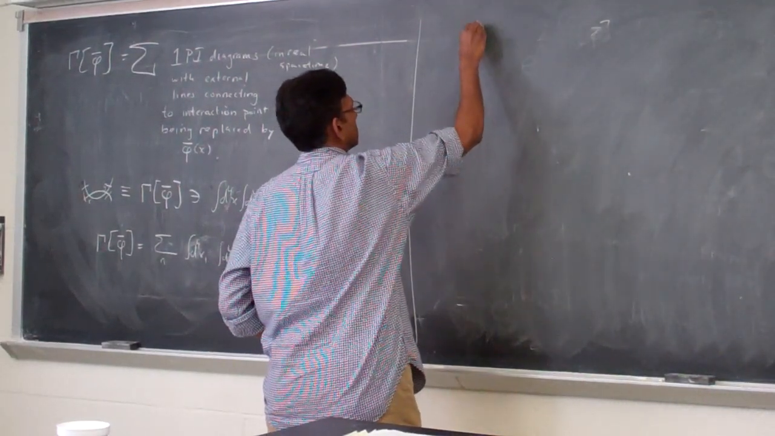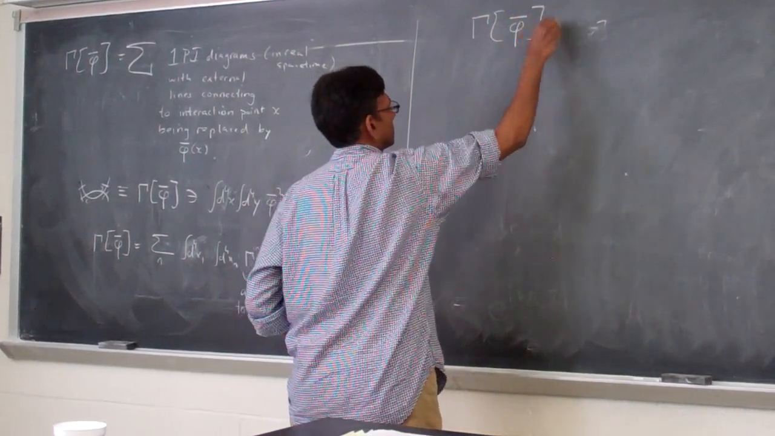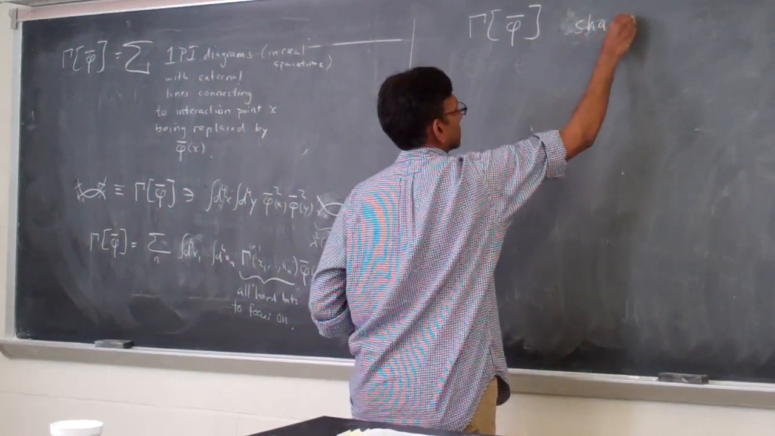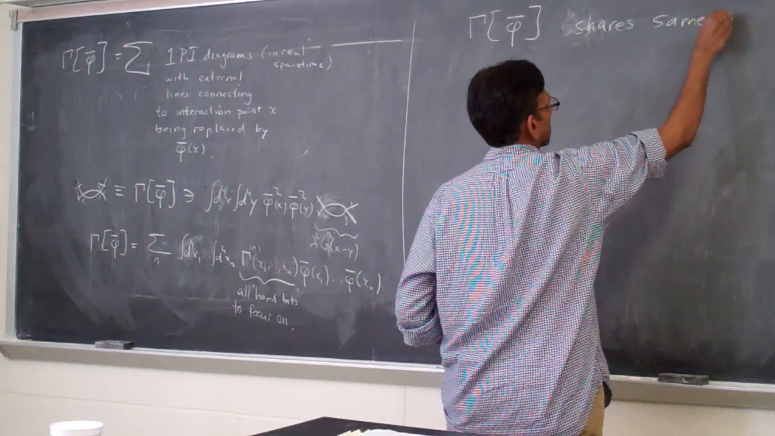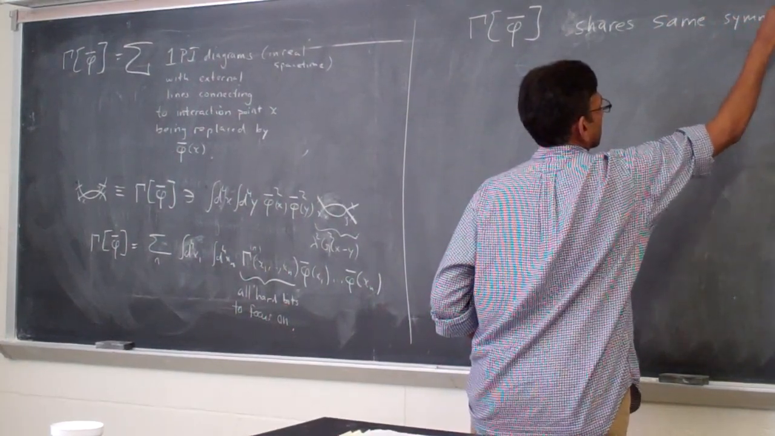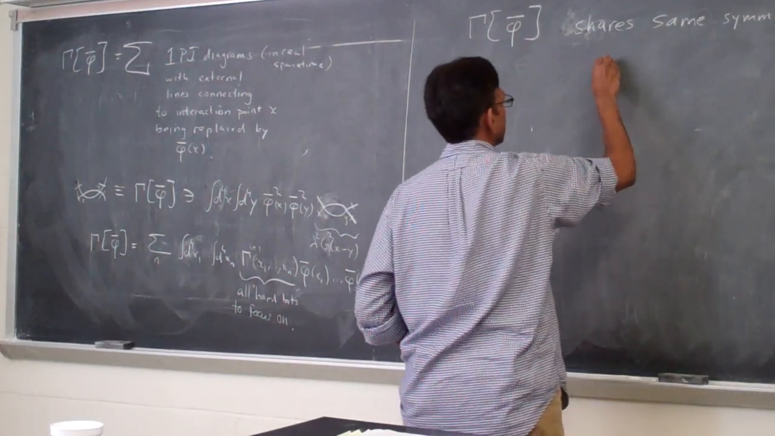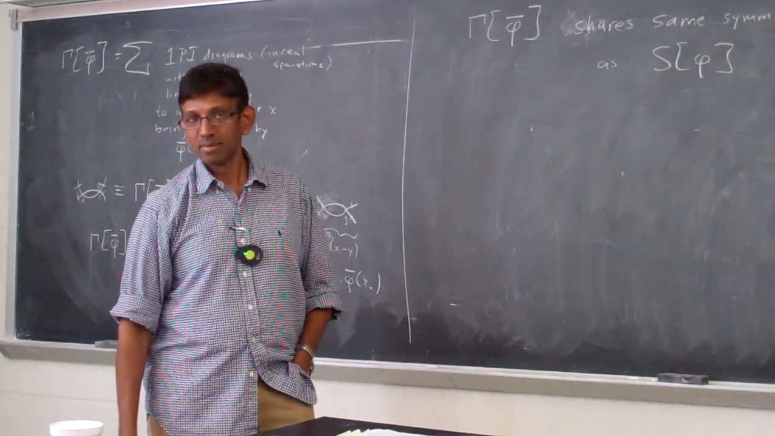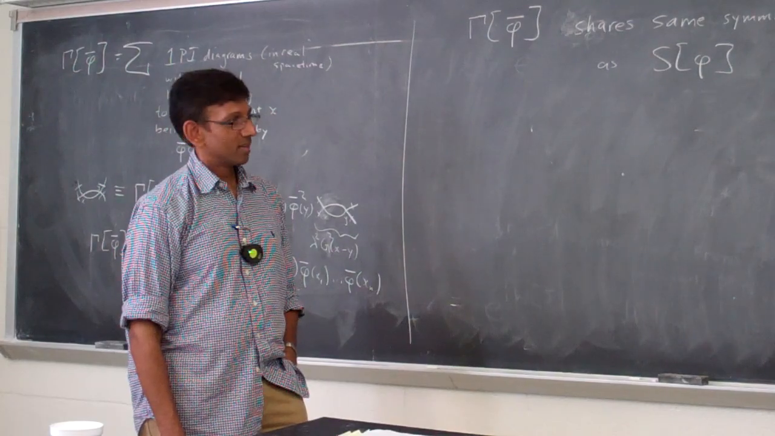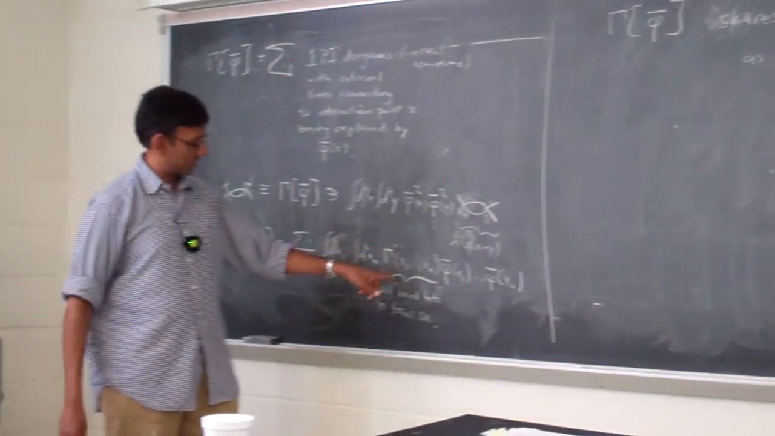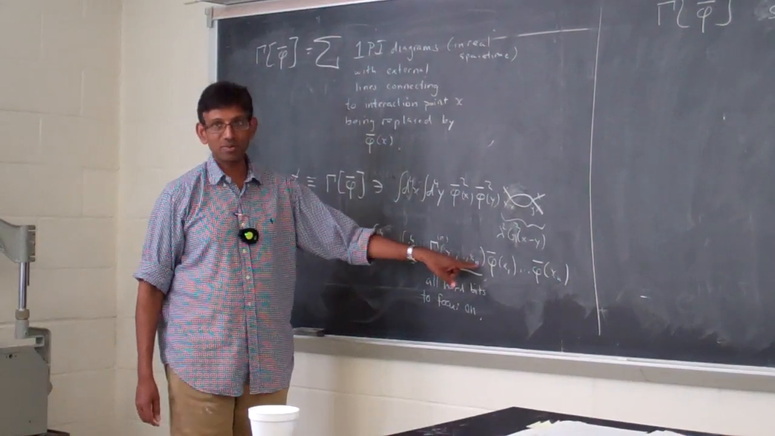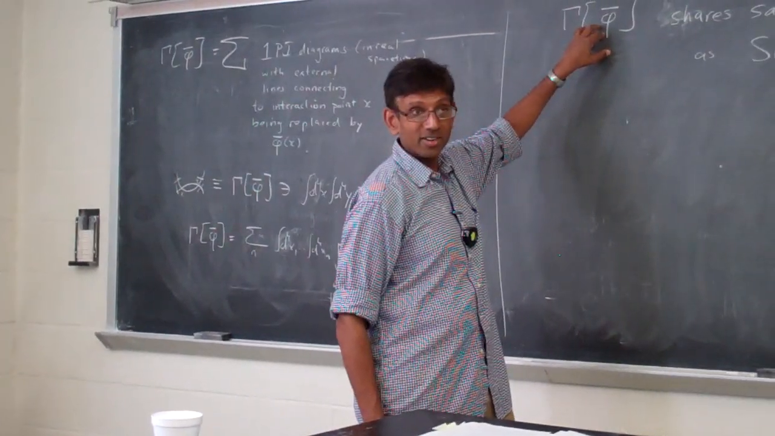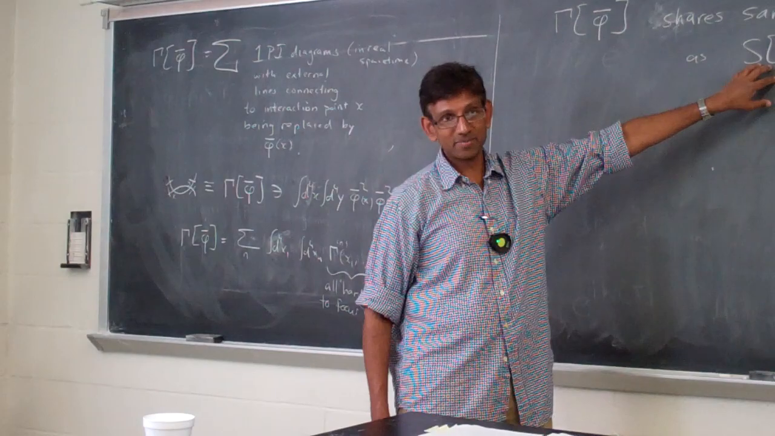So, gamma shares the same symmetries as the original action. So for example, this gamma, look, it's this horrible mess, and there are all these explicit functions of x1 up to xn here. But nevertheless, this is Lorentz invariant, because this is Lorentz invariant.